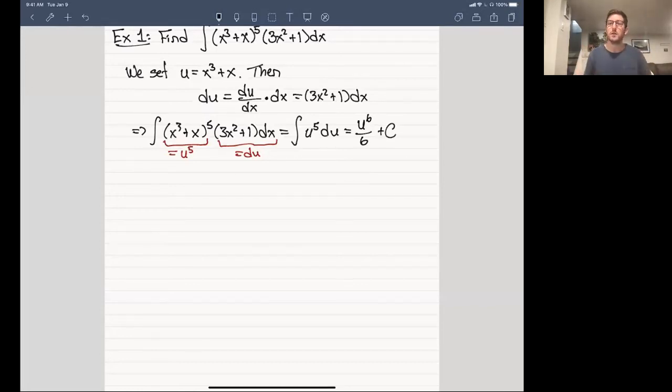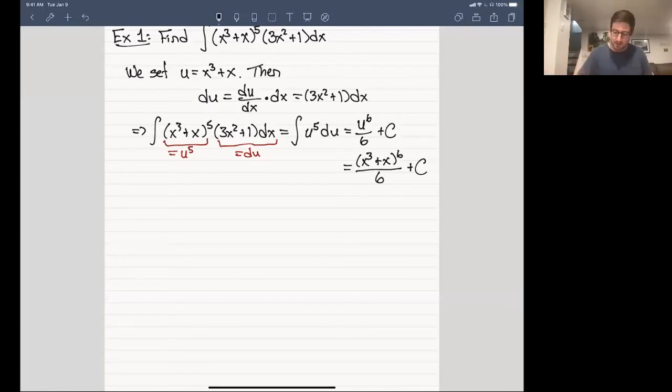But just like what we did in the previous lecture, nobody asked me about u ever, right? The original question was asking me about x, so I've got to put everything back in terms of x. And so that means that I need to have u replaced by the function of x, which was x cubed plus x, to the 6 divided by 6, plus c. Do not forget the plus c. Okay, so easy, right? Life is good. I can do this all day.